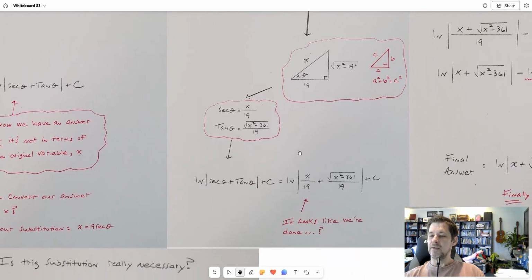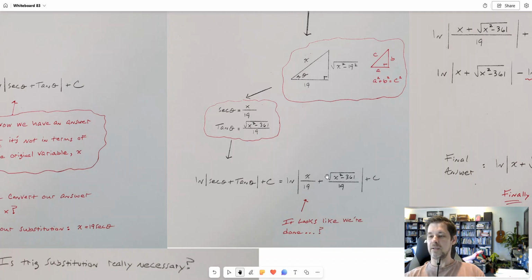Okay, so with that being known, I take the answer I have at this point, I substitute them in, and I've got an answer, which seems like a final answer, now in terms of x, which is the variable we started with. Okay, so it does look like we're done here. I evaluate the integral, I put it back in terms of the variable I started with. It seems like we're done.